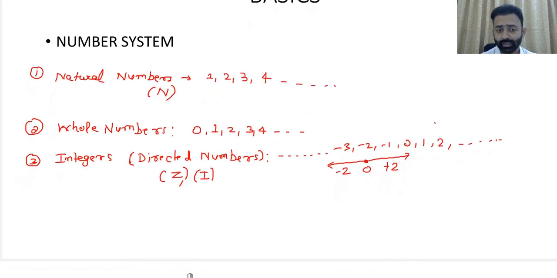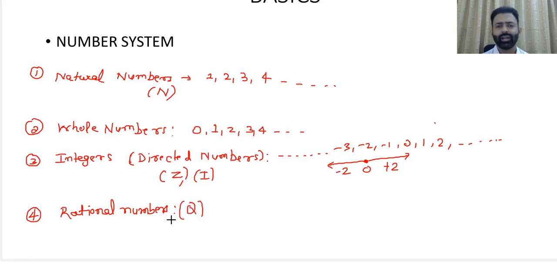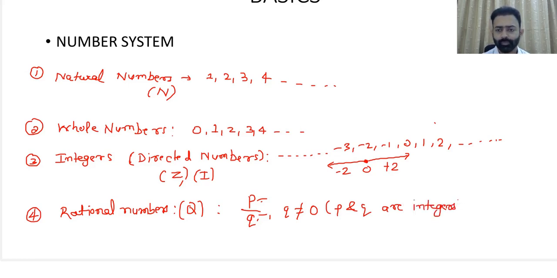Then we have another type of number system, which is the rational numbers, denoted by capital Q. The definition is very basic. All of you must know this: any number which can be represented in the form of P by Q, where P and Q are integers, except that Q cannot be equal to 0.